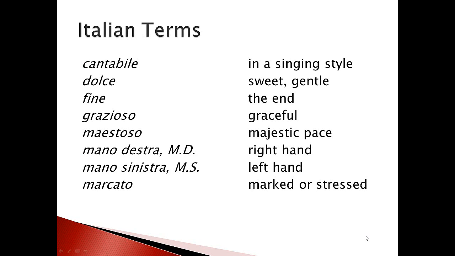Okay, some more Italian terms. These Italian terms deal with style. Now, how to play something. If you see the word cantabile, it means to play in a singing style. Dolce means to play sweet or gentle. Fine is the end of a piece of music. So that's not really a style, but that just means you're done, finished, the end. Grazioso means graceful. Maestoso means majestic.